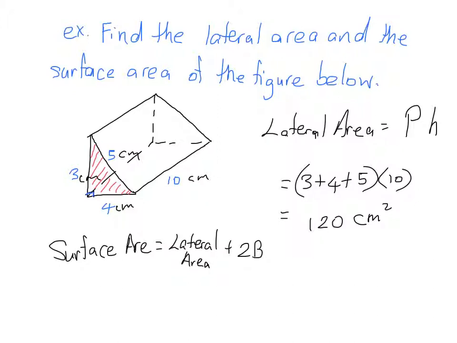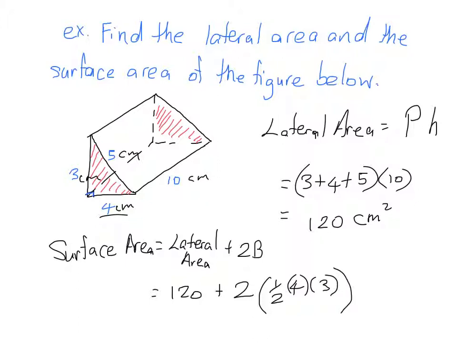We know our lateral area already, it's 120, and we know that the area of a triangle is half base times height. So the area of this particular triangle is 1/2, base is 4, and the height is 3. Once we work that out, we get 12 plus 120. So our surface area is 132 centimeters squared. Just slightly more because we're adding those triangles on. And that's how you find the surface area of a prism.